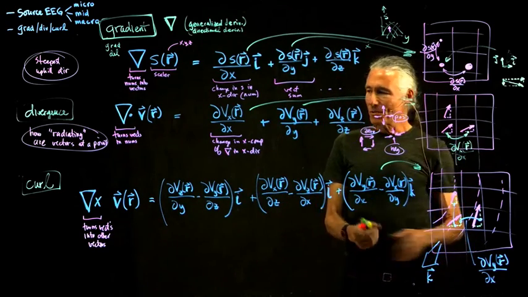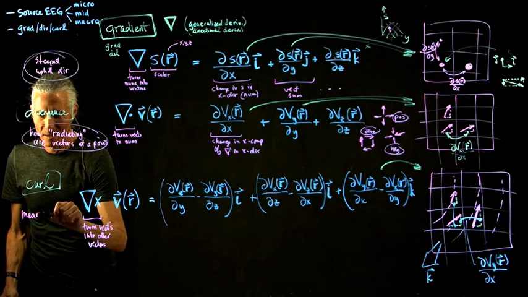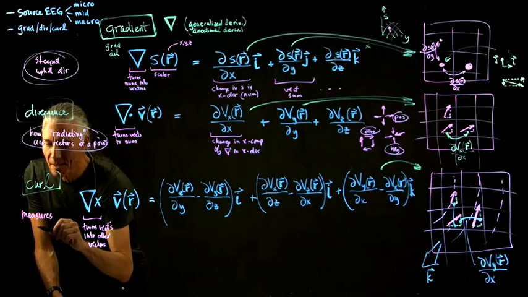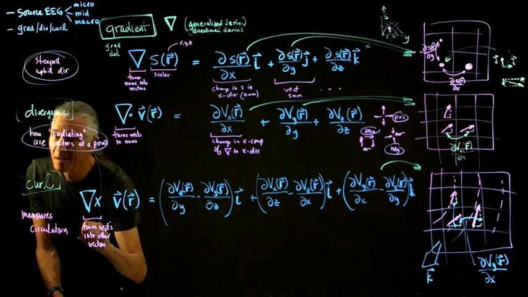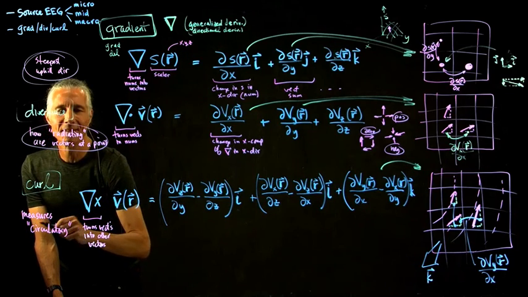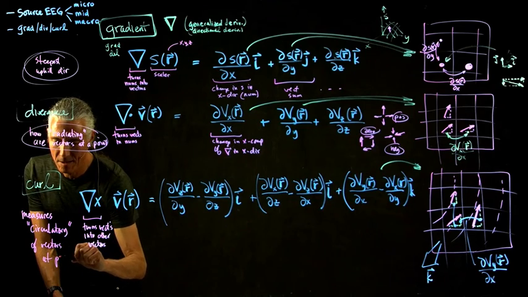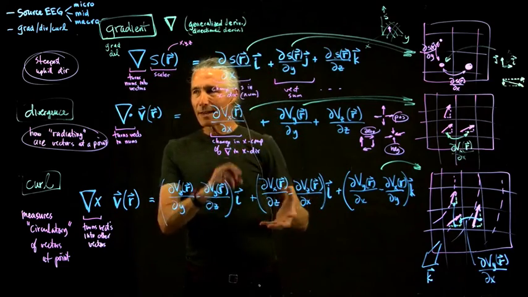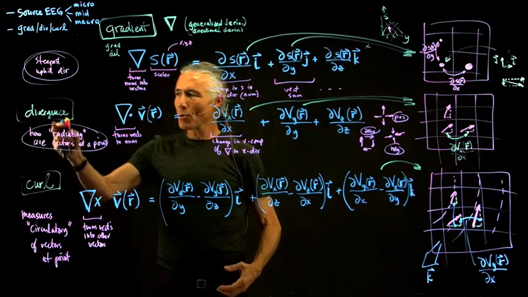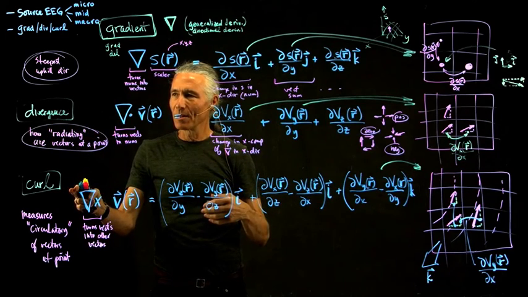Okay, so what does this do? To summarize this one, this measures the kind of circulatoriness of vectors at a point. And so if they're perfectly circulating around, there'll be a big curl and no divergence. If they're perfectly radiating, there'll be a big divergence and no curl.